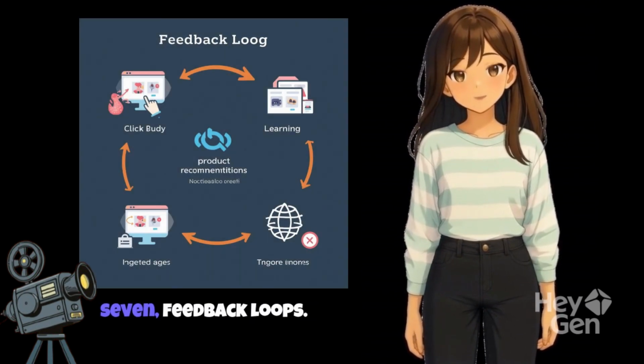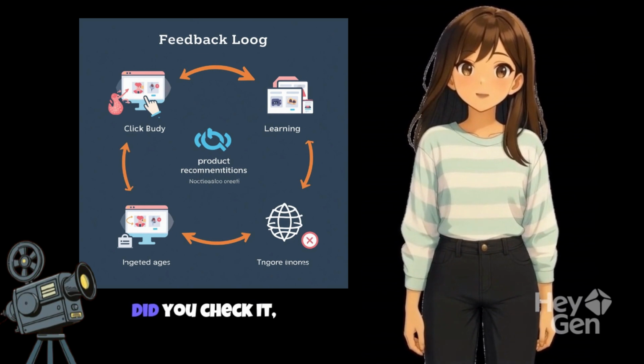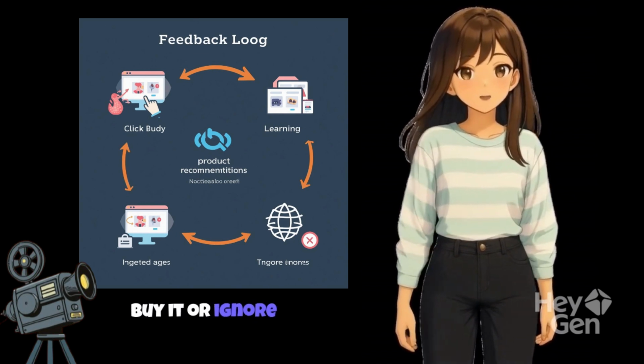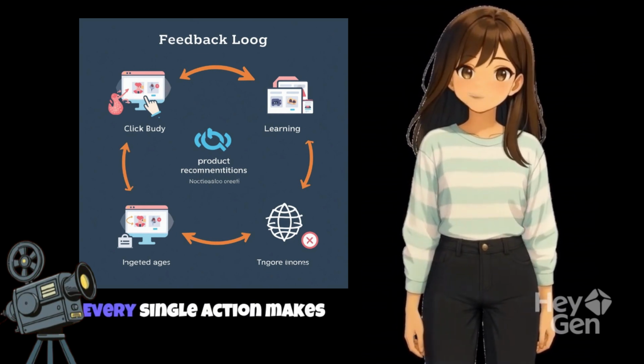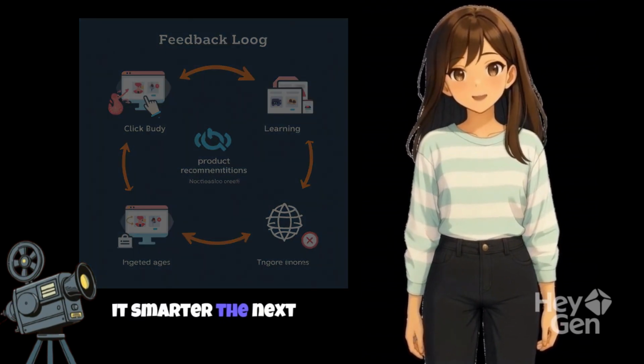Step 7, feedback loops. Did you click it, buy it, or ignore it? The system learns. Every single action makes it smarter the next time.